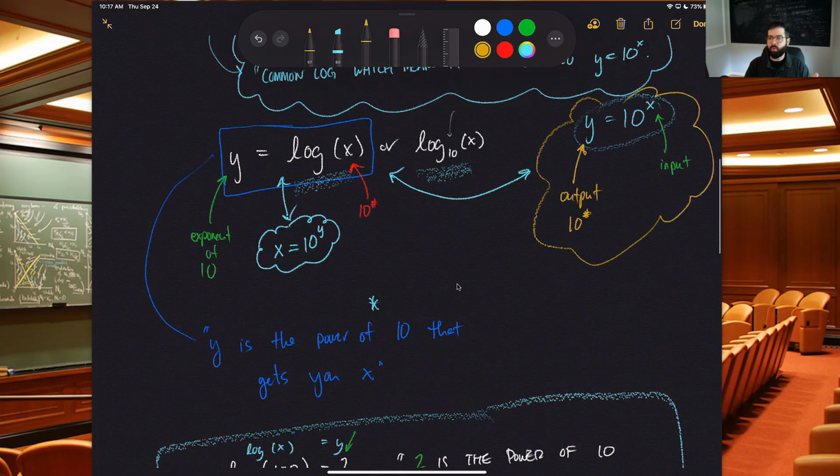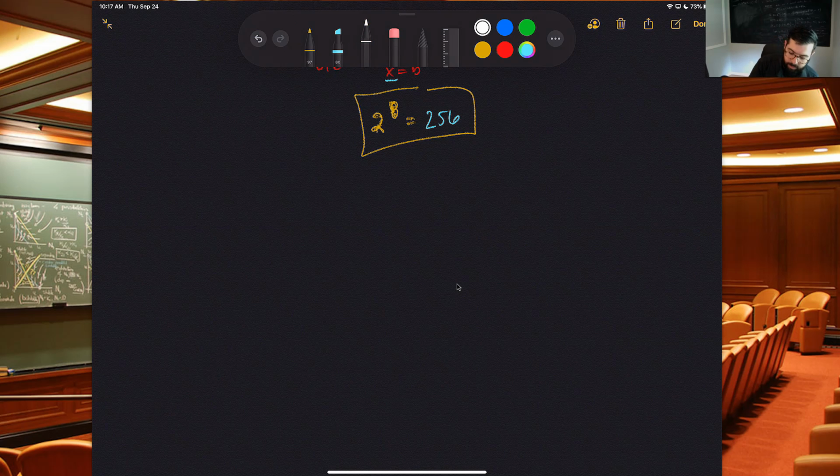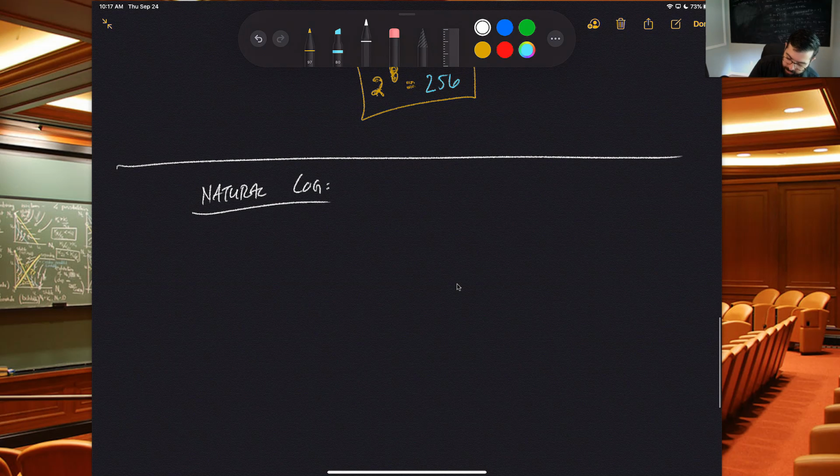I'm going to do one more here because it's just such an interesting base, and we just finished working with it, which is what we call the natural log, and that's y equals log base e of x. We know that e is a really special base, right? Tied to what? Continuously compounding interest. That's where it came from.